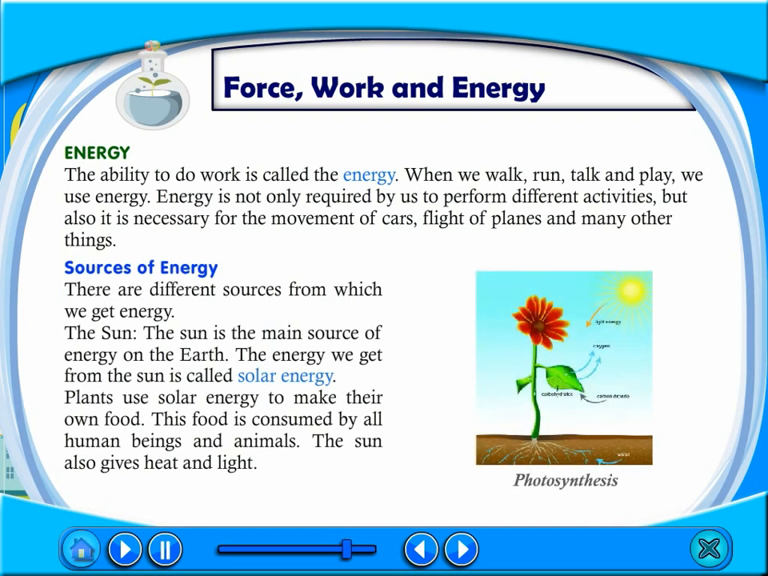Sources of energy. There are different sources from which we get energy. The sun. The sun is the main source of energy on the earth. The energy we get from the sun is called solar energy. Plants use solar energy to make their own food. This food is consumed by all human beings and animals. The sun also gives heat and light.